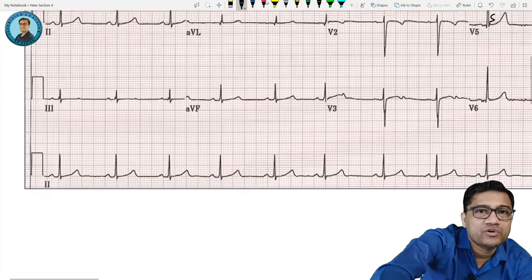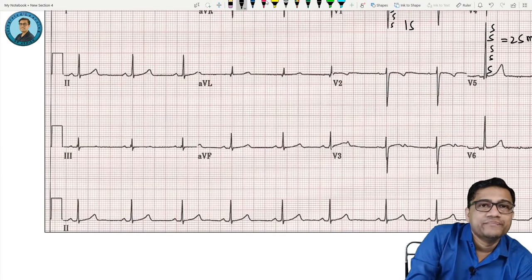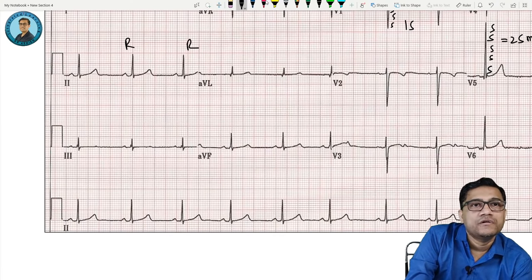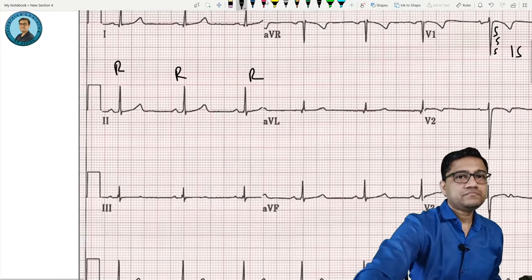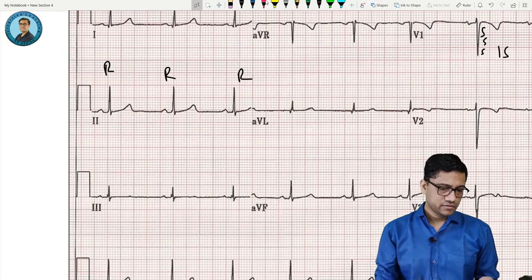Calculate the heart rate here also. Take the RR, so R and R. Take the RR interval and calculate the heart rate.